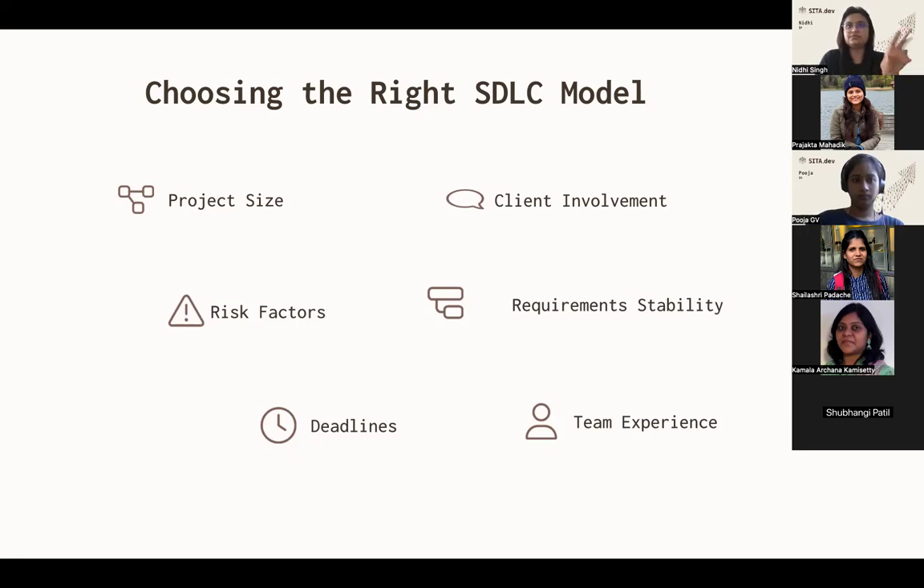Project size means for a small project, we cannot use the spiral model. As I told you, it is used for large projects only, because it is very costly. If we use it for a small project, it's simply a waste of money. So based on the project size, we can decide. If the project size is small, we can go for the waterfall model.